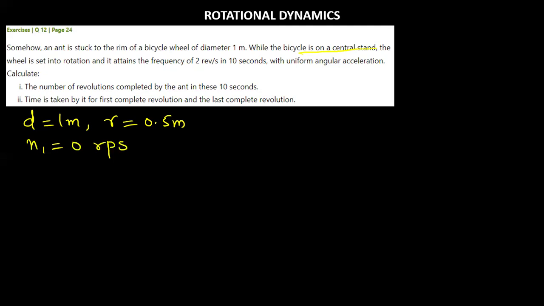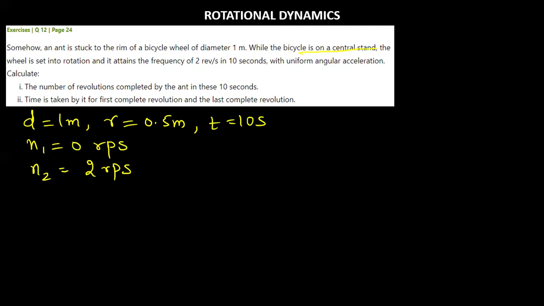And after you set it into rotation, it is said that the frequency is 2 revolutions per second. So the second frequency is given to you, that is 2 rps. So I can say n2 is 2 rps in a time of 10 seconds. They have given the time, 10 seconds, also. There will be some uniform acceleration.